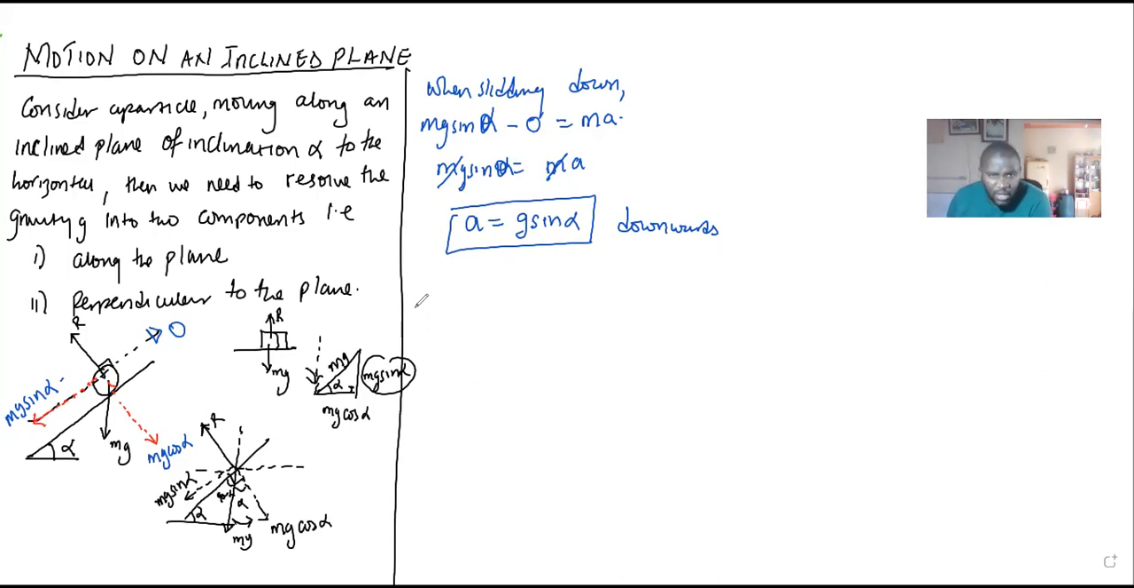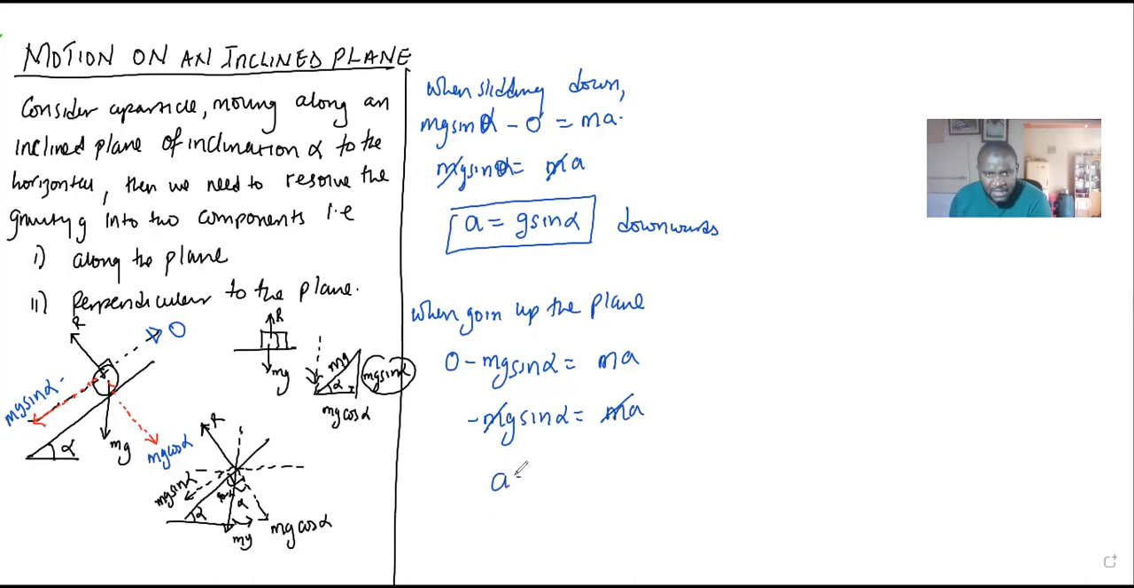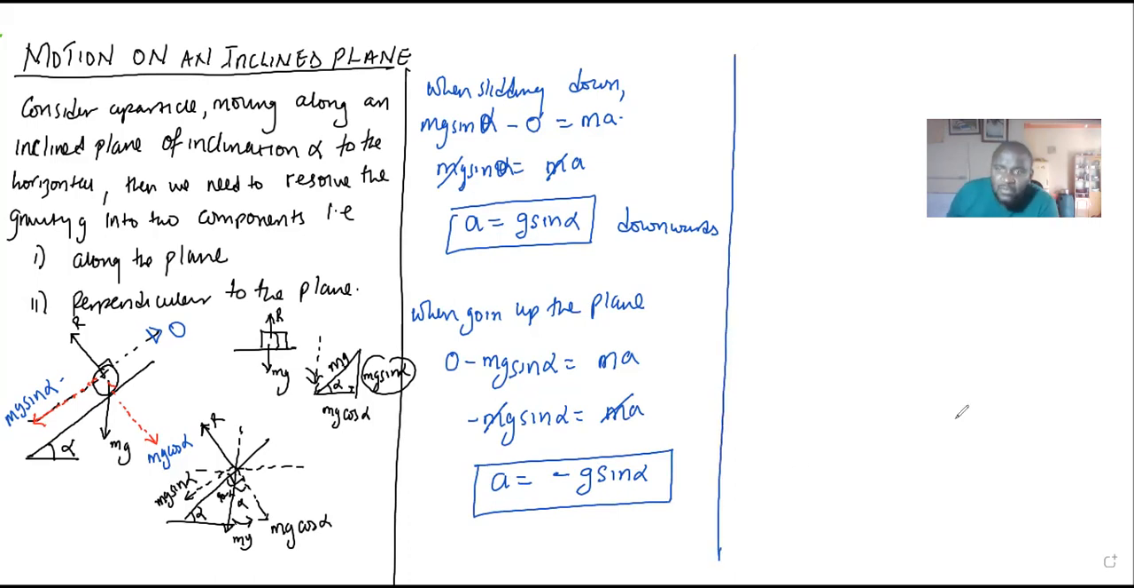Then the second one, when going up the plane, what happens? Because you saw there is no force pulling it, so 0 overcomes mg sine of alpha to give us the resultant force, which is mass times acceleration. Therefore, negative mg sine of alpha is equal to ma, I divided by m. So when a body is moving up the plane, acceleration is negative g sine of alpha. These are the accelerations I wanted to derive, and those are the accelerations for a body that is moving on an inclined plane. We shall discuss more about those forces and those inclined planes in the future.